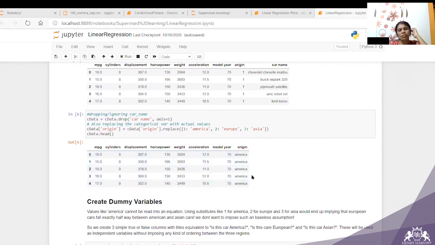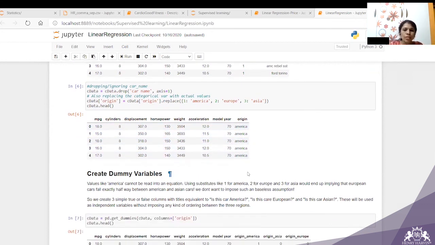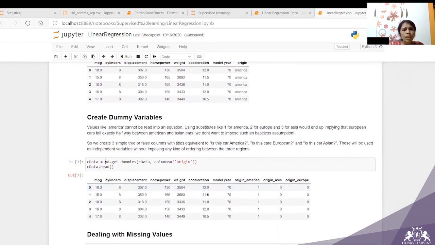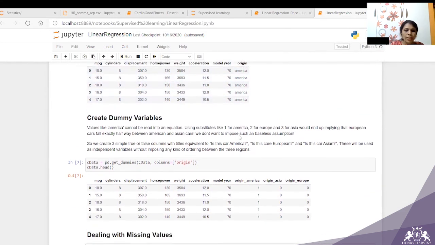Now, again, the challenge is that the machine may not be able to understand the categorical data. So what we have to do, we have to create dummy variables for that. What is the meaning of dummy variables? The dummy variables can be created with the help of pandas, that is pd.get_dummies. So this is the data frame, and where do I want to dummify the data? In the column of origin. So the origin column will get dummified.